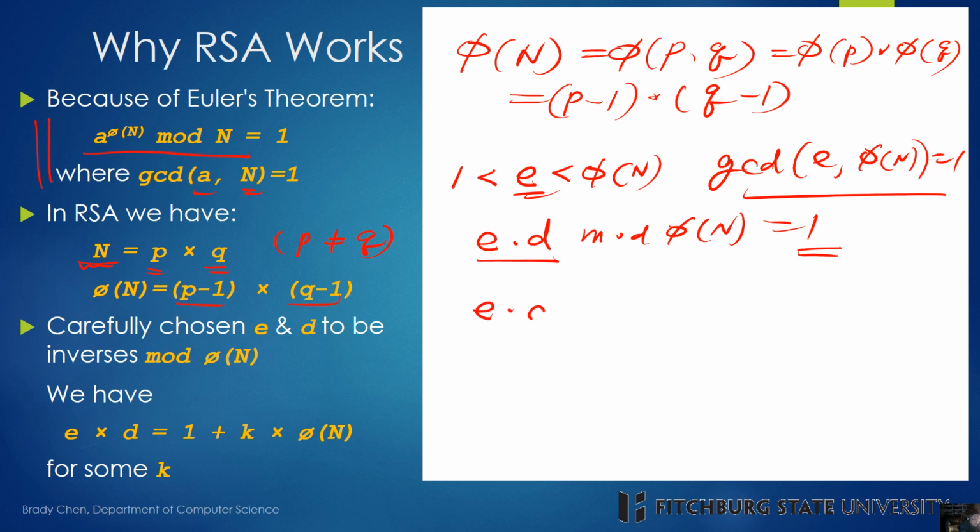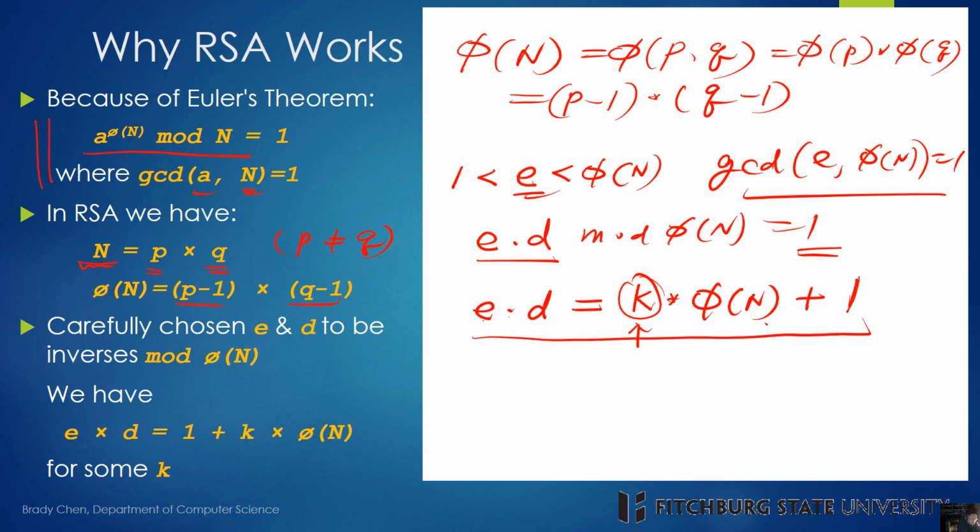So that means we can write e times d as phi of n times some number k plus the remainder 1, where k is the quotient. When you divide e times d by phi of n, you get a quotient k and the remainder 1, so you can write e times d like this. Now we're ready to prove that RSA actually works.